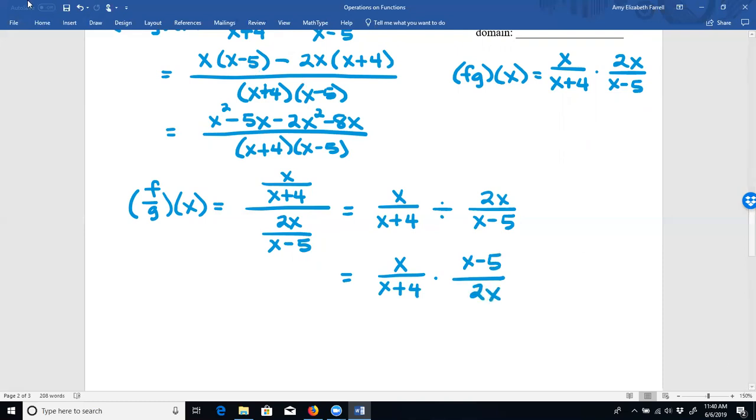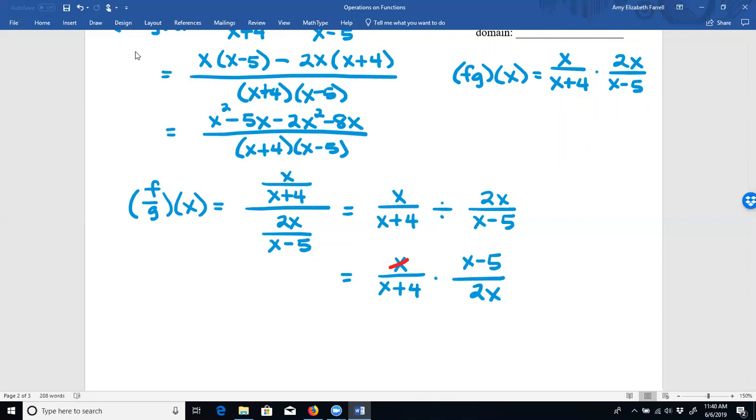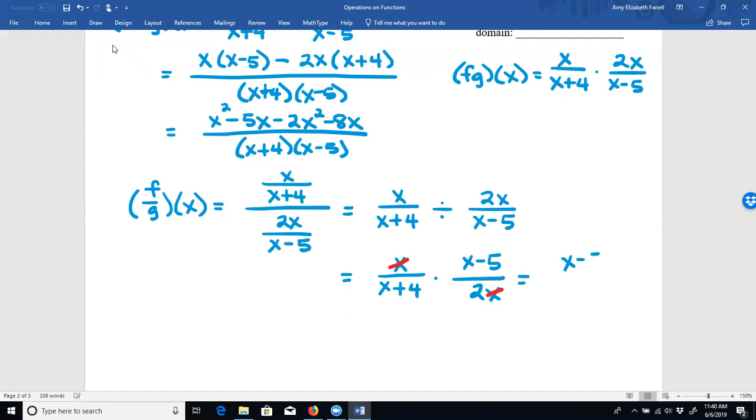So I'm going to flip the second one and change it into a multiplication. Now there's not too much that we can do to simplify, but there is one thing we can do, and that is we can cross cancel an x. I'm going to get rid of those x's there. All right, so our simplified answer is x minus 5 all over 2 times the quantity x plus 4. Feel free to distribute the 2 if you would like, but it is not necessary. You could also leave it in factored form. So this is our answer for f divided by g of x. I had room up here, I guess, for it, but I'll just leave it down here.